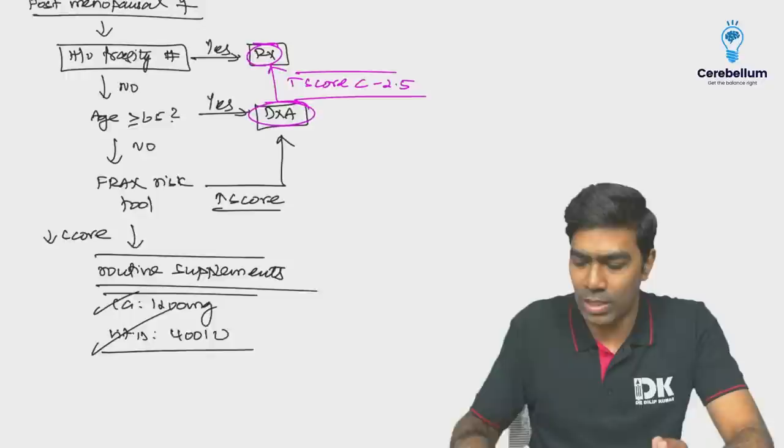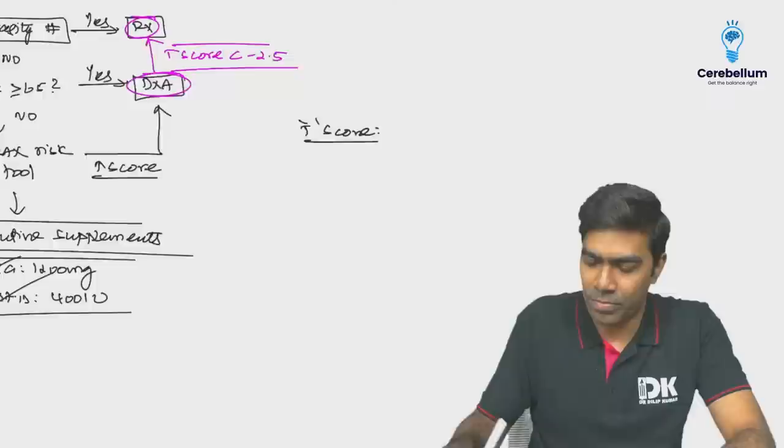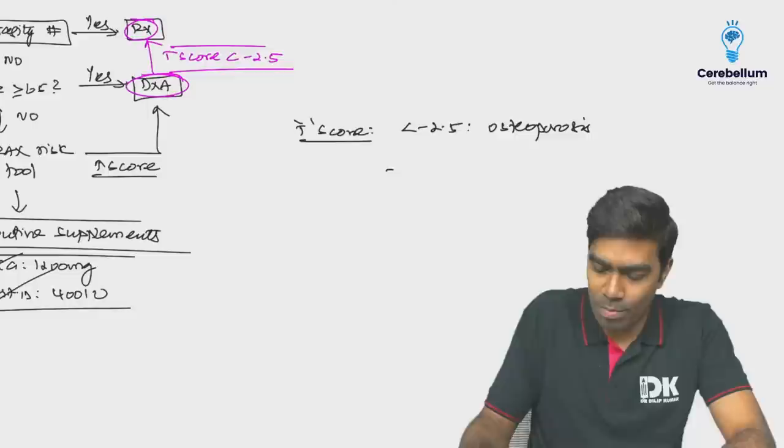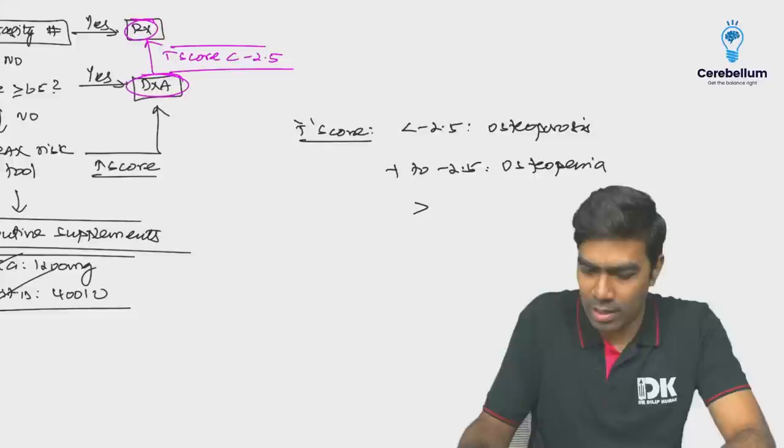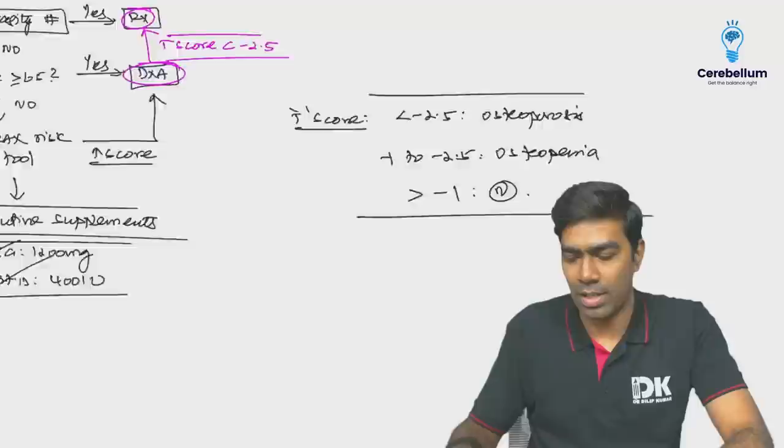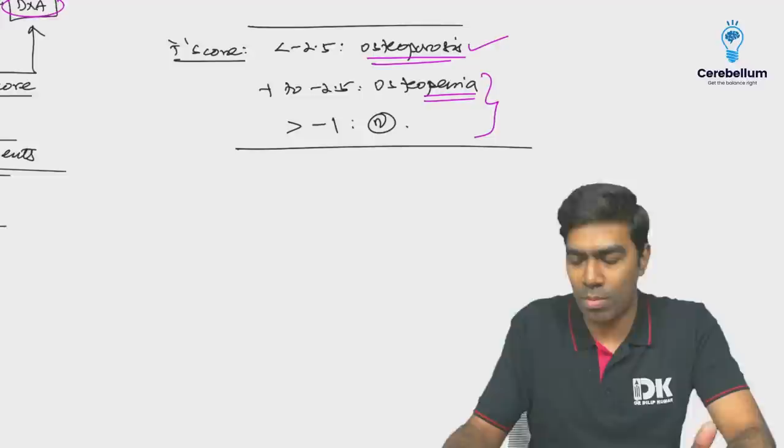If the T score is less than minus 2.5, it is osteoporosis. If it's in the range of minus 1 to minus 2.5, that is osteopenia. Anything more than minus 1 is normal, there is no osteopenia or osteoporosis. If it's osteoporosis, definitely you need to start considering therapy. If it's osteopenia or normal, routine treatment. There is no need for any standard interventional therapy.